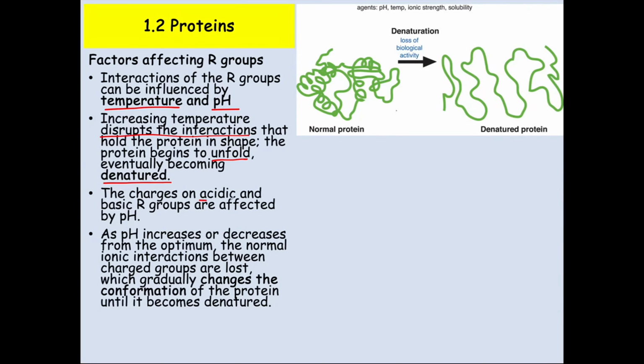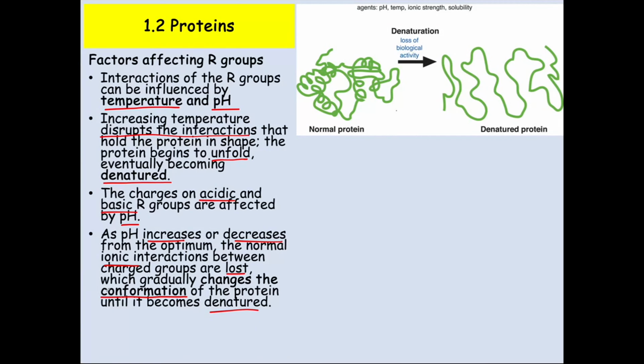Now, the charges on the acidic and the basic R groups are affected by pH. As the pH either increases or decreases from the optimum, the normal ionic interactions between those charged groups, between the acidic and basic charged groups, are lost. And that gradually changes the conformation of the protein until it becomes denatured. Conformation is another word for shape. So the charges in the acidic and basic R groups are affected by pH.